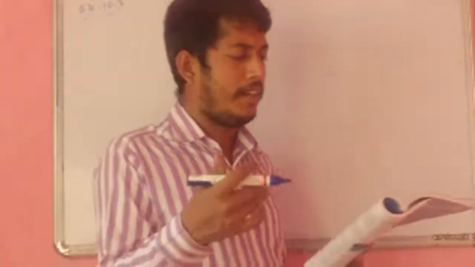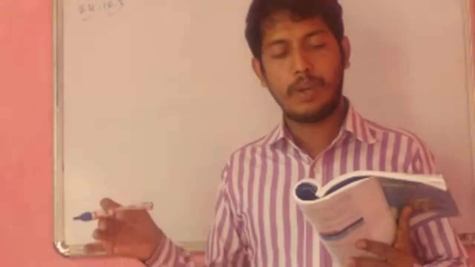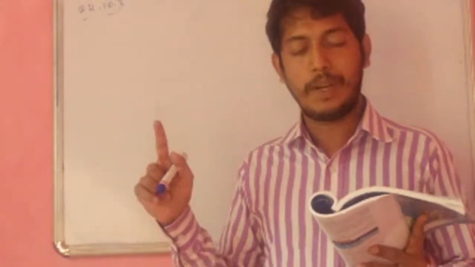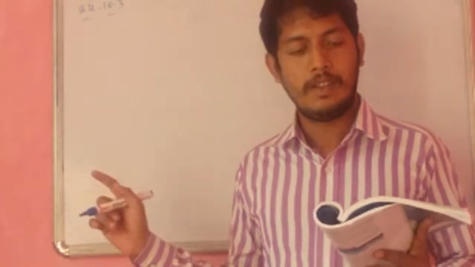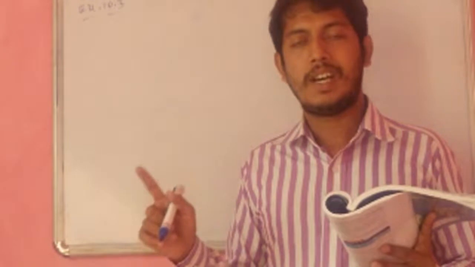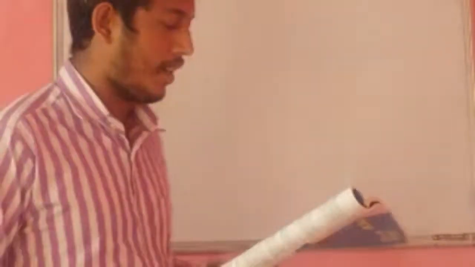And it is given that it reaches vertically 10 meter height. We have to calculate the velocity with which the object is thrown upward. That means we have to find out the initial velocity. And second one, the time taken by the object to reach the highest point. First I will write the given data.